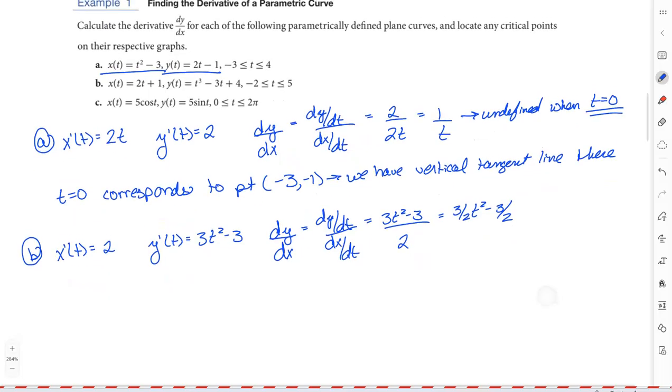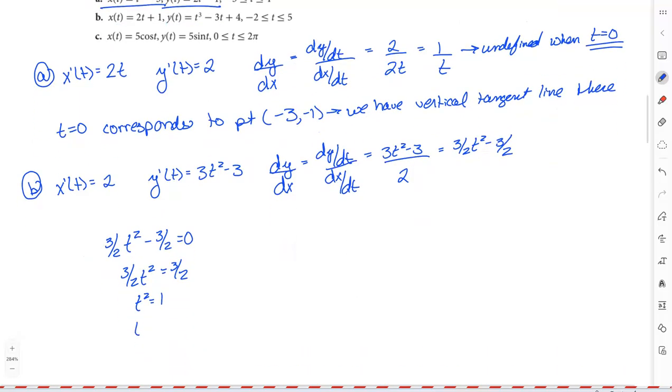So let's see if we can find critical points. To find critical points, remember we take the derivative and we set it equal to 0. So 3/2 t squared minus 3/2 is going to be equal to 0. If I move that 3/2 over, and then I divide by 3/2, I'm going to get t squared is equal to 1, which means that's happening at plus and minus 1. So let's see if we can figure out what's going on there.